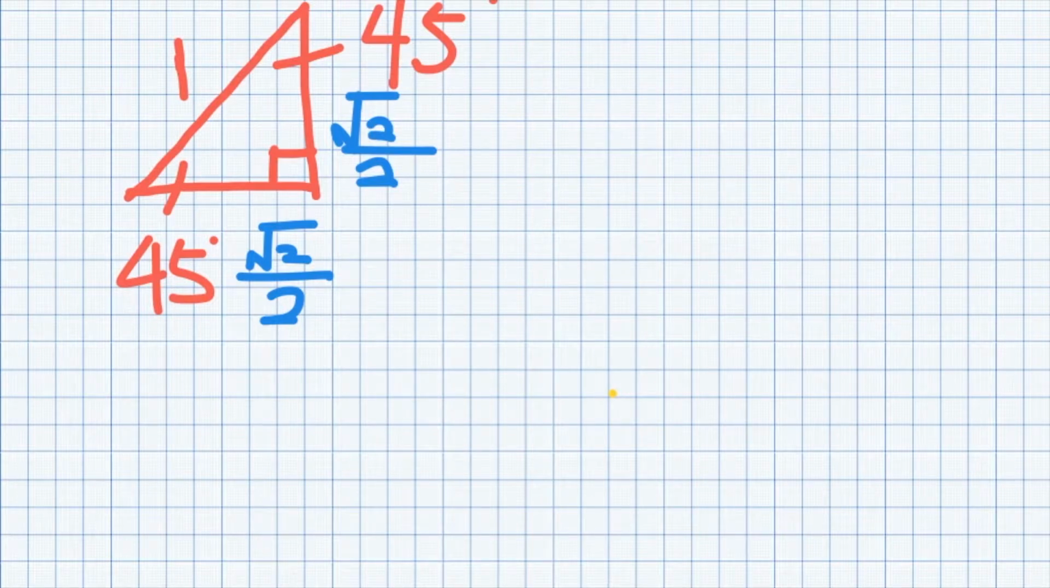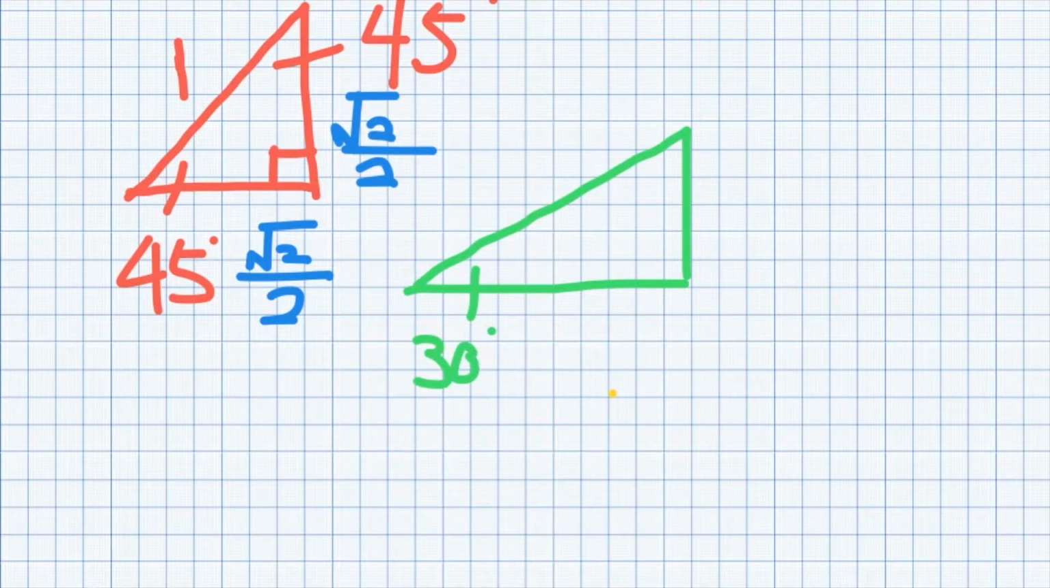And the second type that we're going to need or find on a unit circle is the 30-60 triangle. Radius is 1. This is going to be 1/2, and this is root 3 over 2.